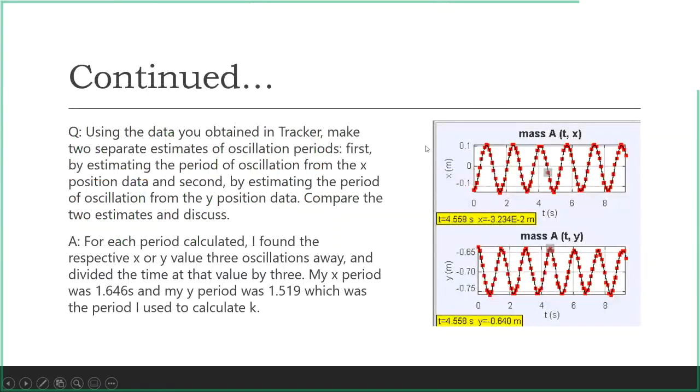I found the period two different ways. One with the x versus time, and two with the y versus time. The one I actually used in the lab was y versus time, but I also created one for x versus time, which was actually 1.646 seconds. Meanwhile, my y period was 1.519 seconds. So this shows that based off of what you chose as your period of oscillation, your results would vary by, I don't know, roughly, what was that, 8% or so? Or maybe even 10%. It's roughly 10%. So that could be a decent amount.